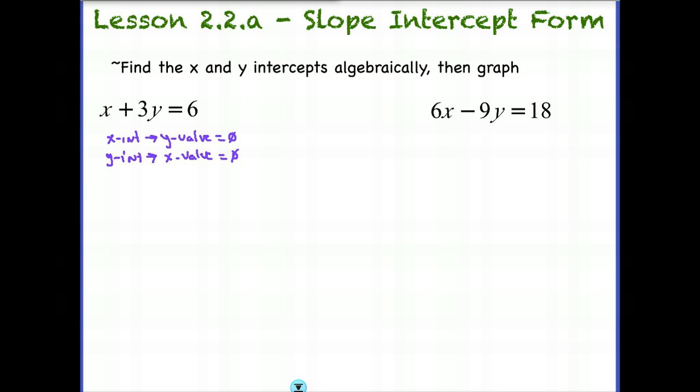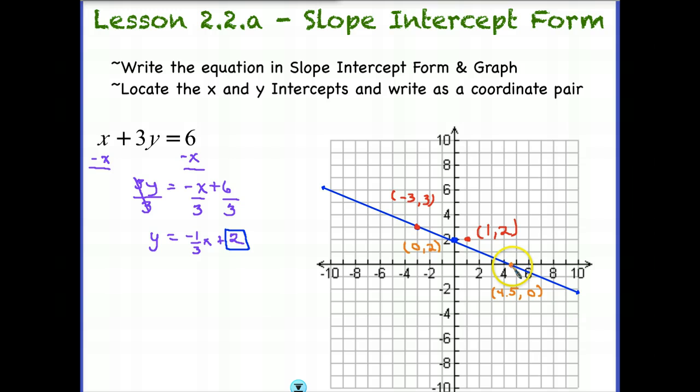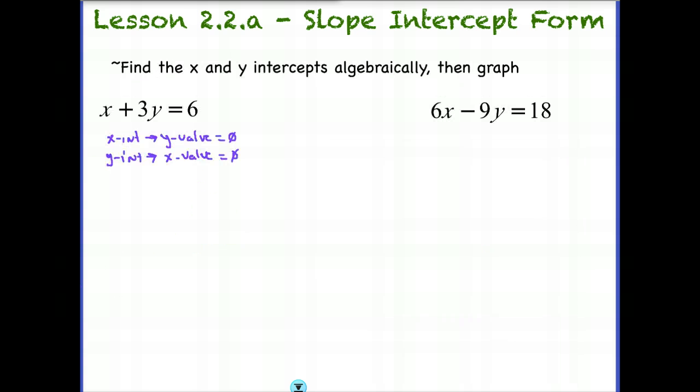Okay, and you can picture that if we come back to this other problem. Here was our x-intercept, and look, our y value is 0. Here's our y-intercept, and our x value is 0. So it's pretty easy to find. All it means is that we are going to plug some things in. So let's find our x-intercept first.